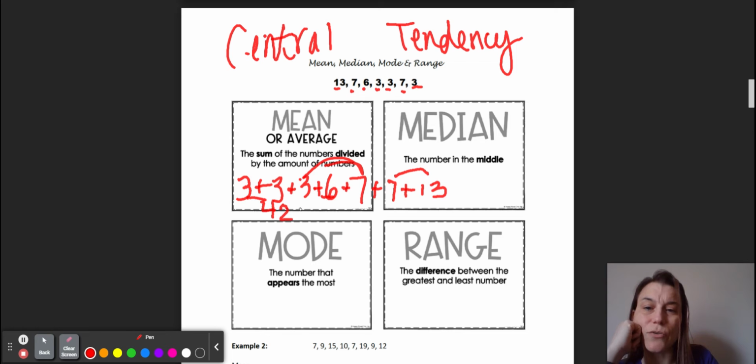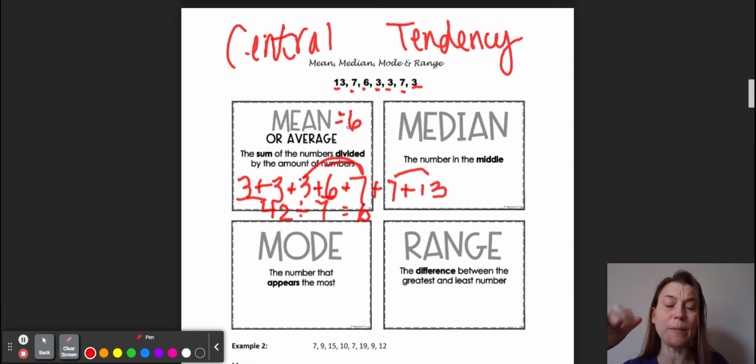Then I'm going to take 42 and divide it by the number of numbers I have. That's going to give me the average. Again, we know there are 7 numbers here. So divide by 7, which means the average is 6. So for this, the mean average is 6. I added them up and divided by 7.